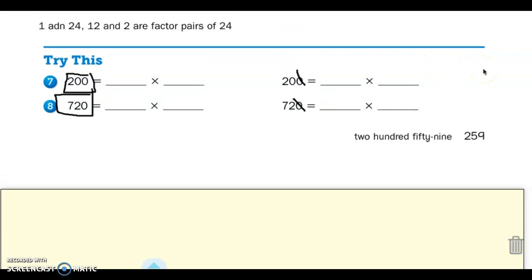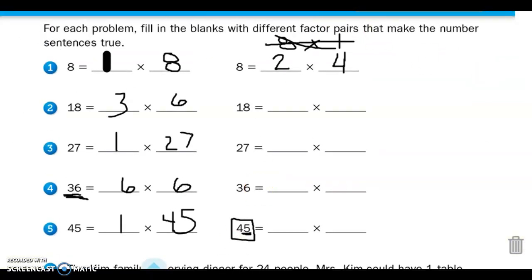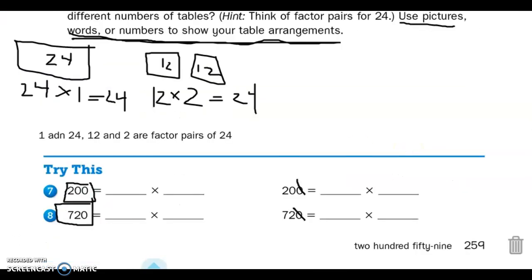So see if you can come up with those all by yourself. If at some point you get stuck and you need help, please feel free to ask questions. Go back and finish any of the other fact pairs that you did not solve yet, and then go on to math boxes. You guys are awesome.